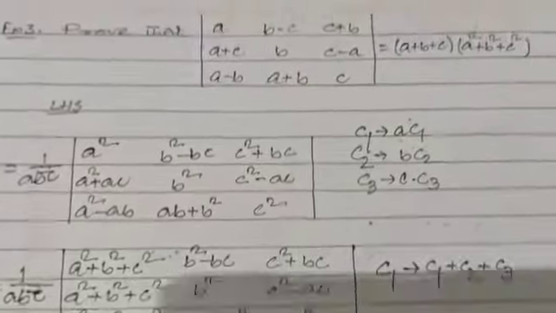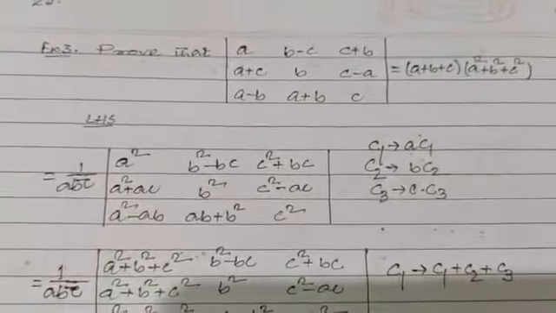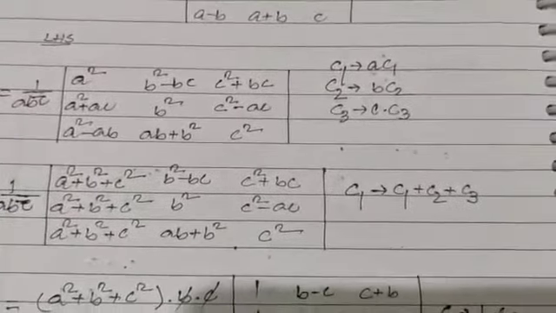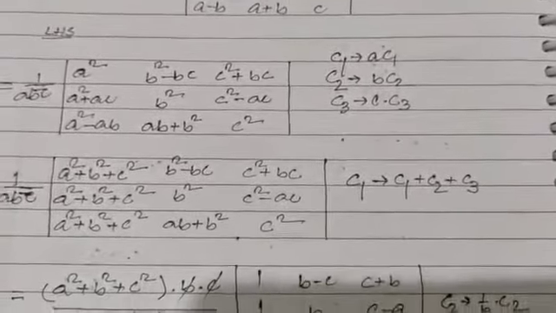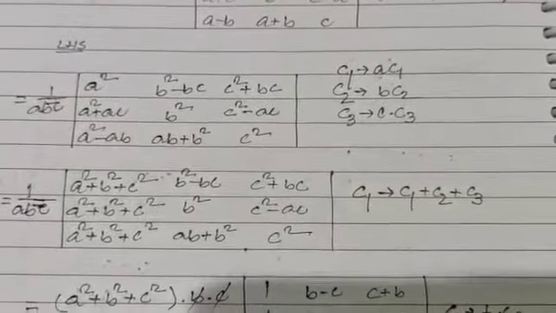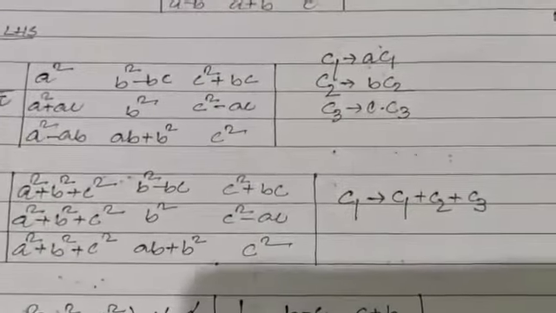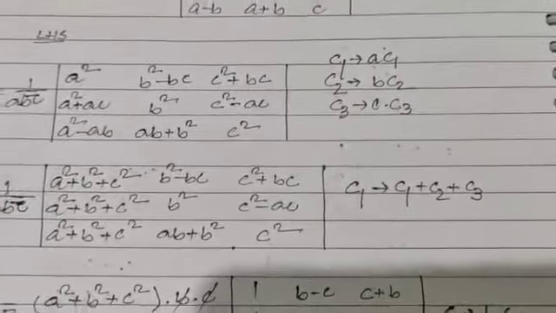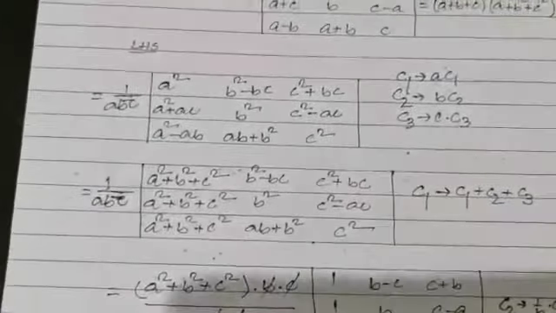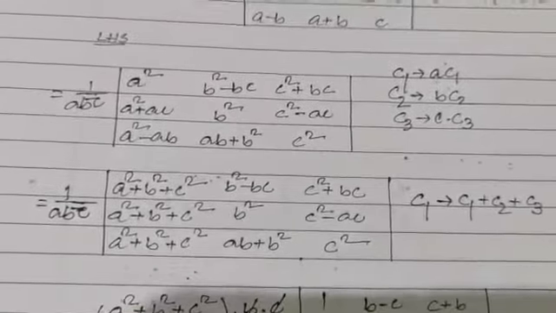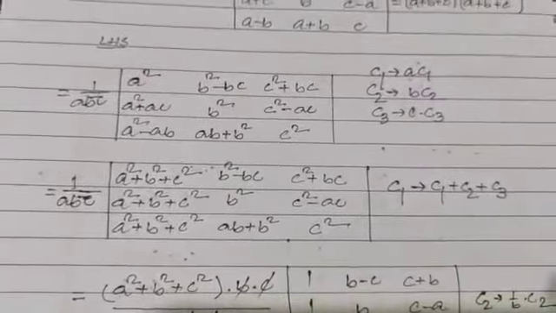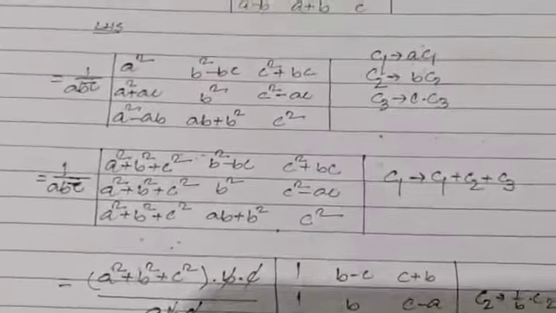Why have we done this? If you see clearly, we apply c1 is c1 plus c2 plus c3, actually two operations done together. First, c1 is added to c2, then the result is added to c3. So we have written simultaneously c1 is c1 plus c2 plus c3, meaning all three columns are added and posted at c1. So c1 will be a square plus b square plus c square, a square plus b square plus c square, a square plus b square plus c square. And the other two columns remain the same.